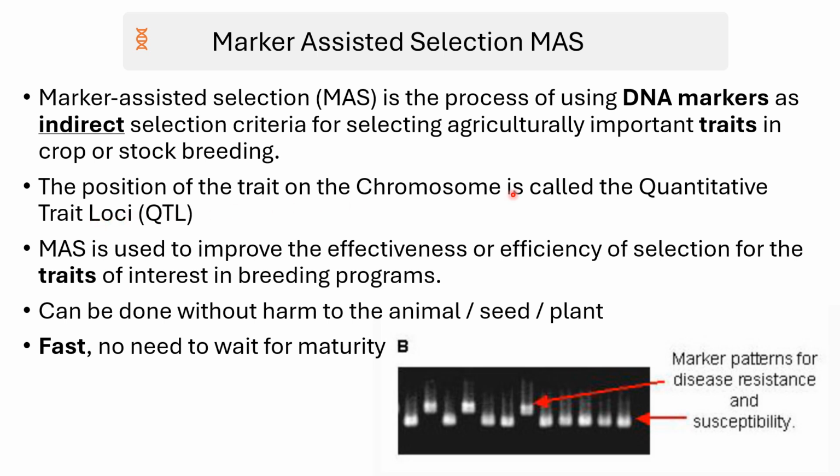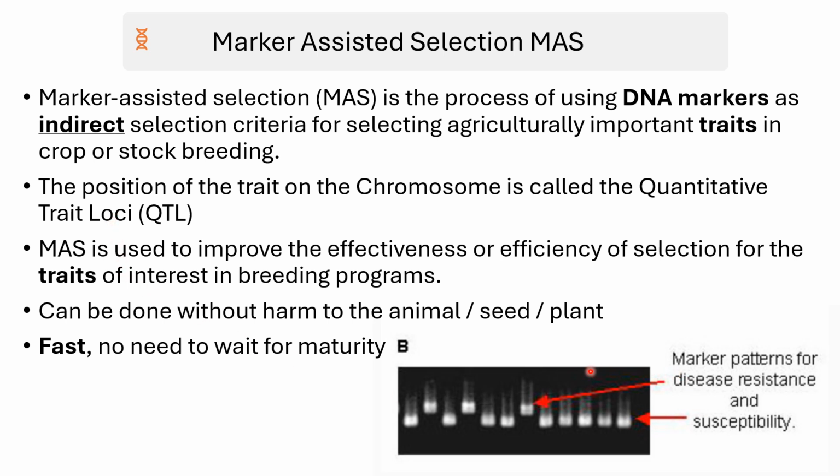So again, we call this QTL. You have marker assisted at the top, and underneath it you have quantitative trait loci. So in other words, is the marker there? And does the marker point to the trait? And where is it? Okay.